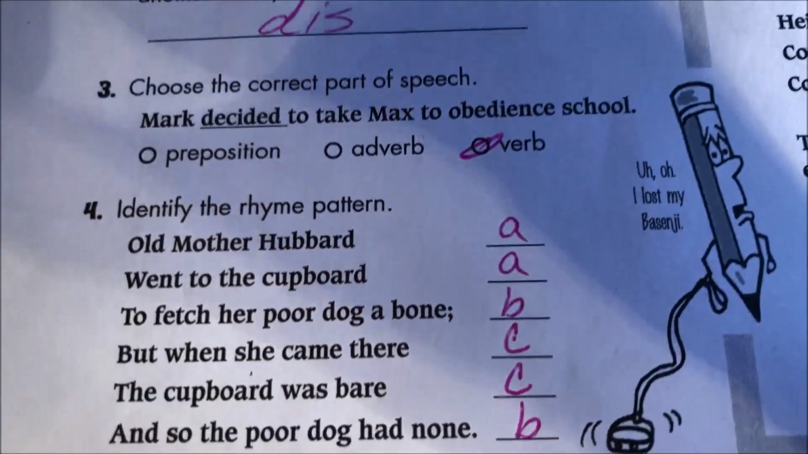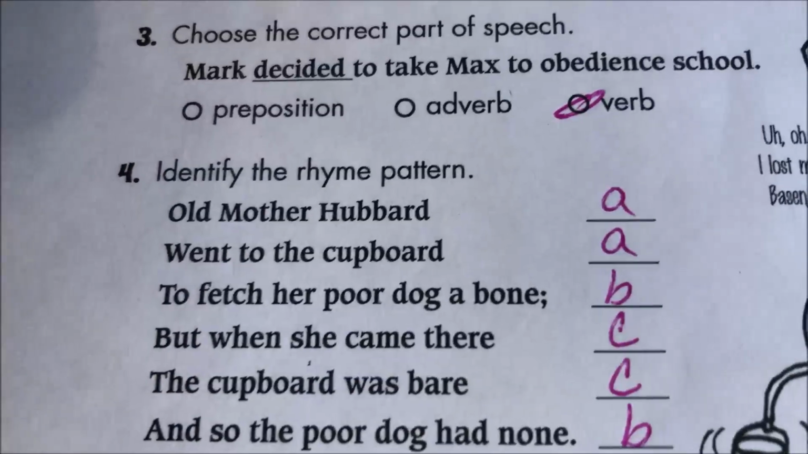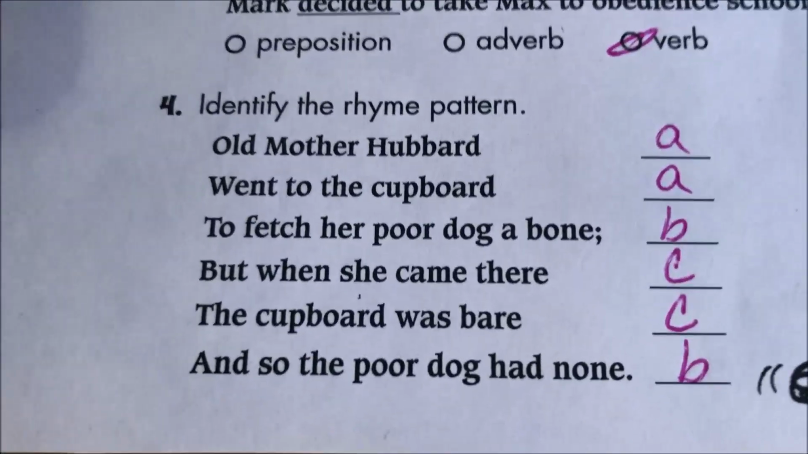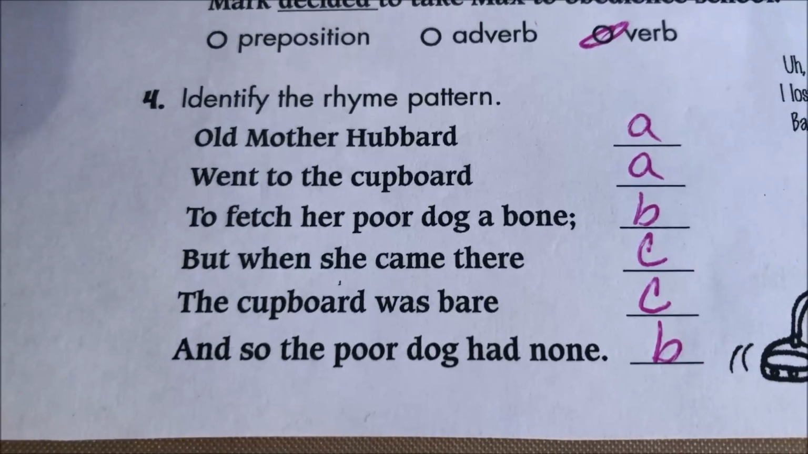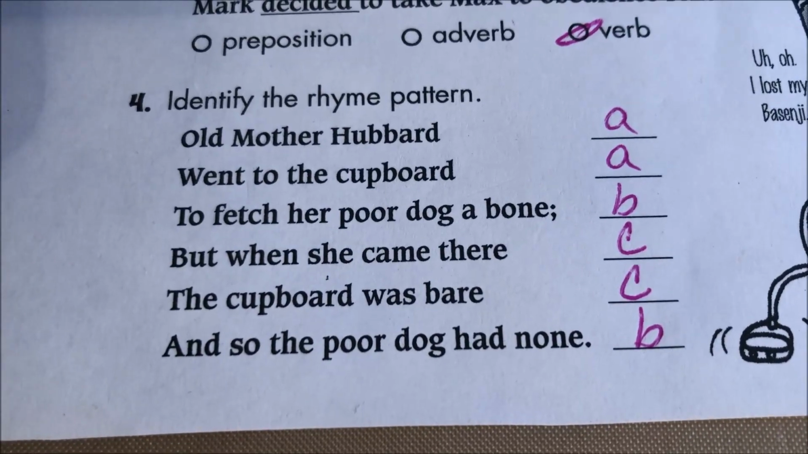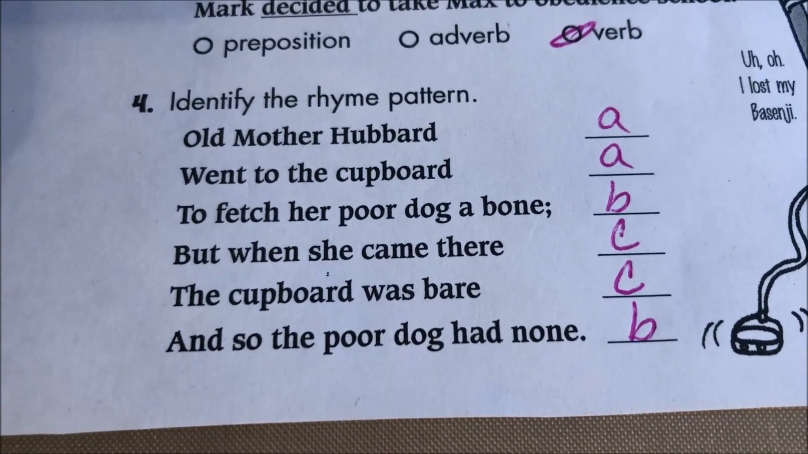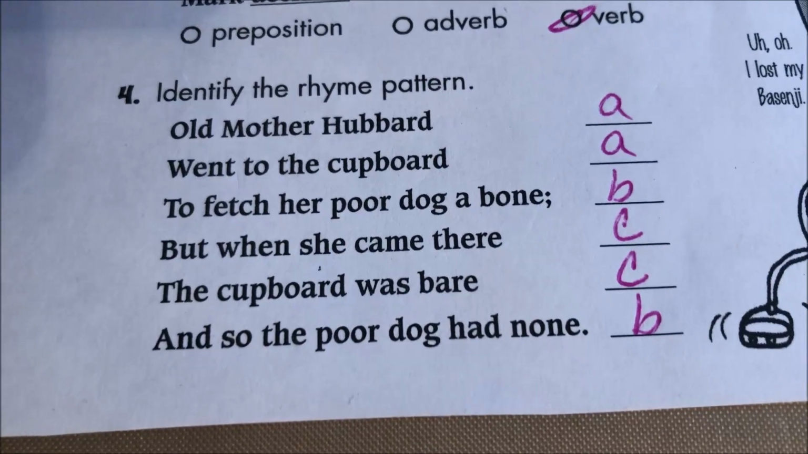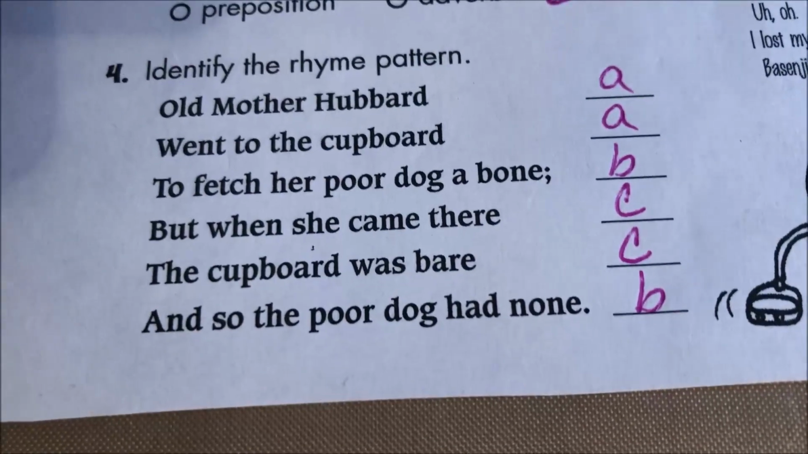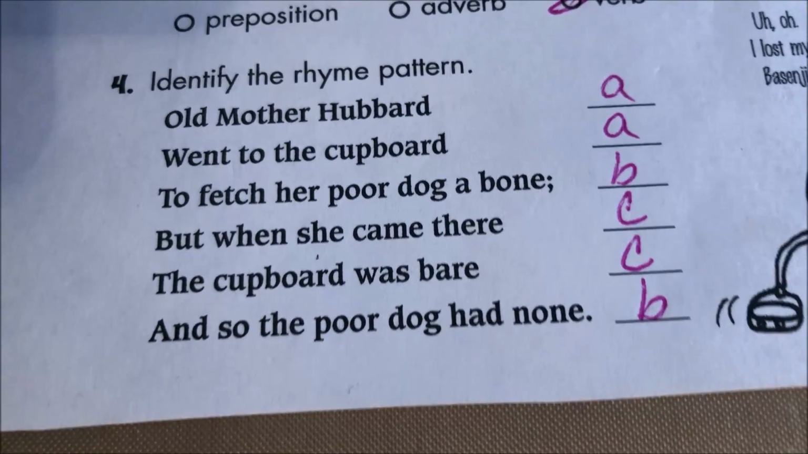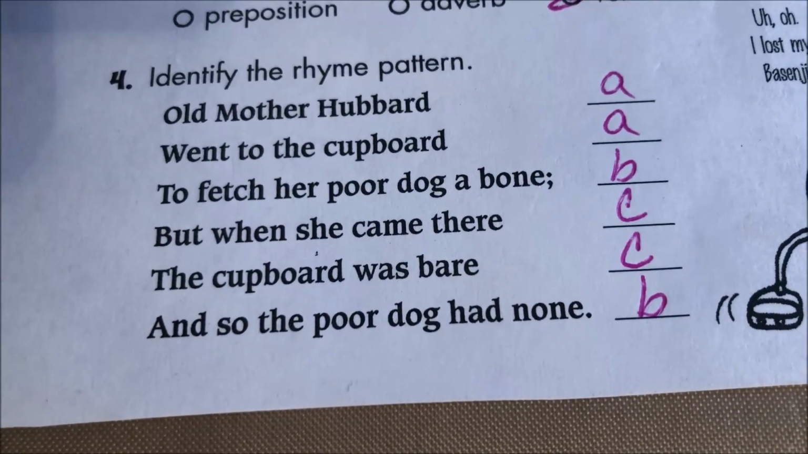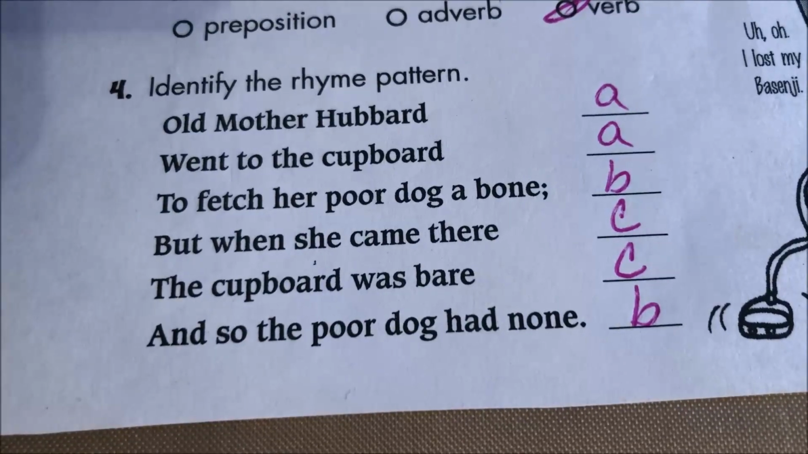Number 4, identify the rhyme pattern. See if you remember how we used to do these. We've talked about these a lot. Remember, now that you see mine, if you were confused perhaps, now that you see the correct answer, we letter the sound at the end of the sentence. If it has the same sound, it gets the same letter. If it's a different sound, it gets a new letter. So we have Hubbard and cupboard. They are the same sound, so both of those are A. Bone, well, that's a different sound, so we give it a B. There, another sound, so we give that a C. Bear rhymes with there, so we give it the same letter, so that would be a C.